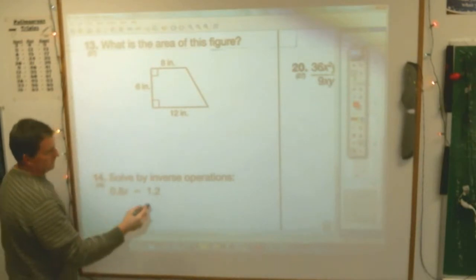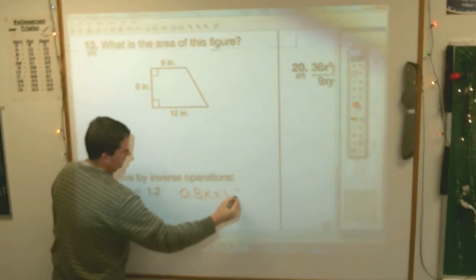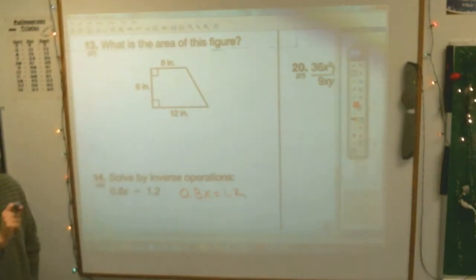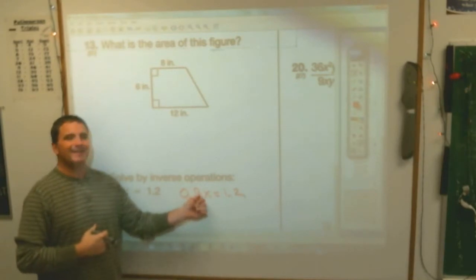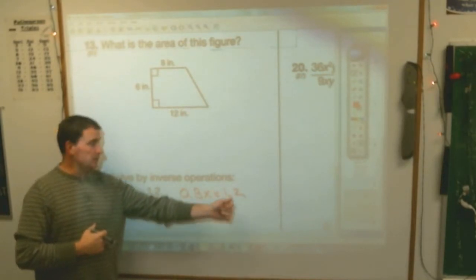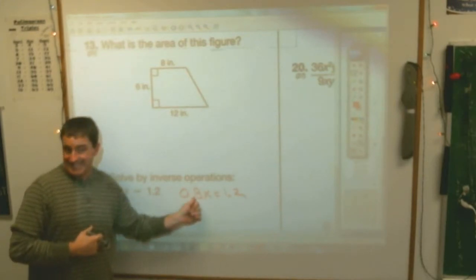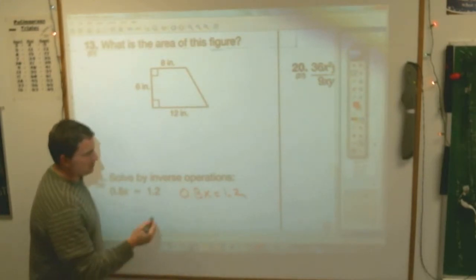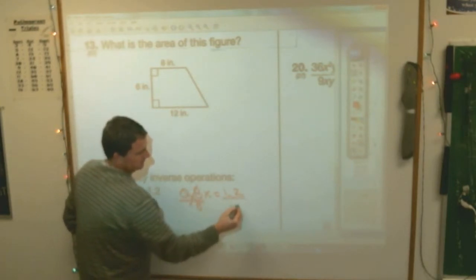So Madison, here's the deal. 0.8x equals 1.2. What type of problem is that? What type of an equation? It is 0.8 times x equals that. So the opposite, the inverse of multiplication is division. So that's what you would do to solve that. Divide both sides by 0.8.